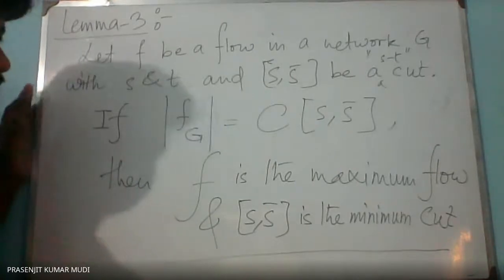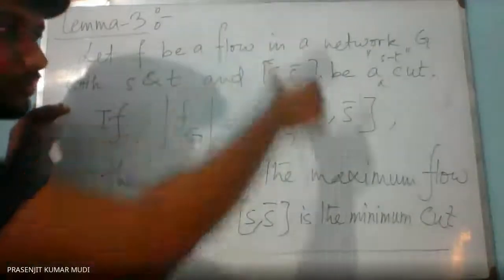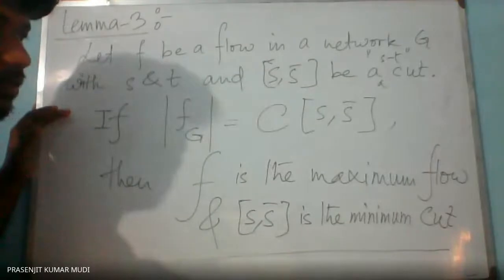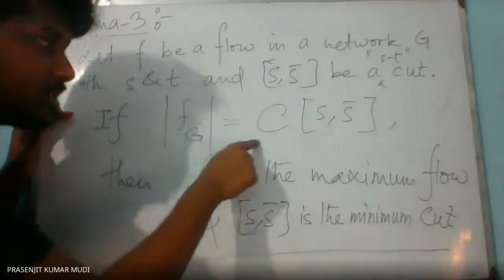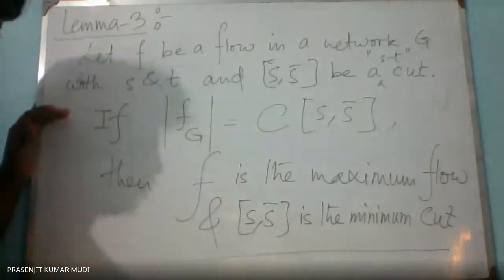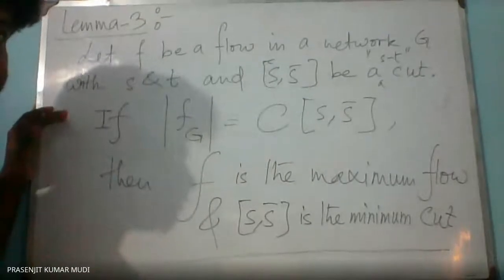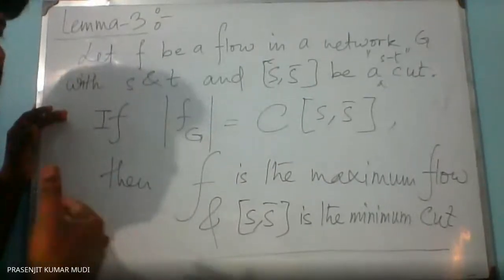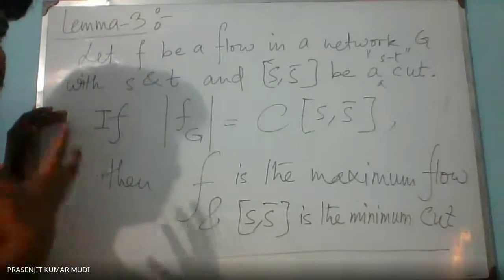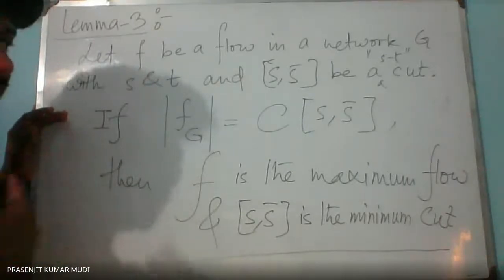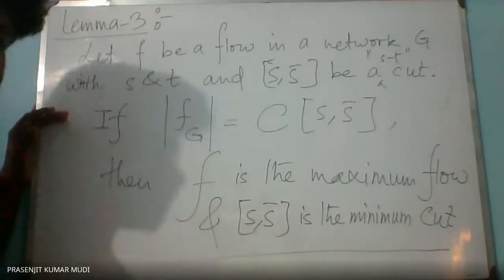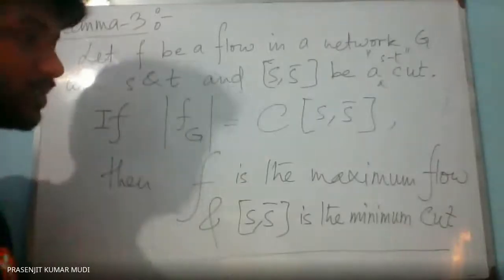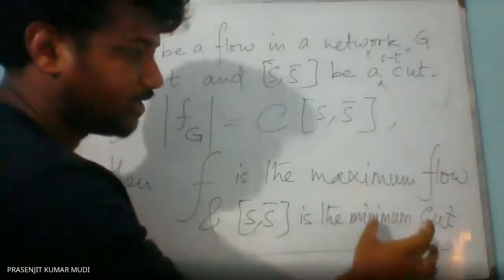So then you select that cut out of the list, which capacity equals the maximum flow, Fg. So this is the process which this theorem gives us, a way to find out a minimum cut. And Fg has to be the maximum flow, right? Yes, Fg is the maximum flow. That's why the theorem is called max flow min cut.